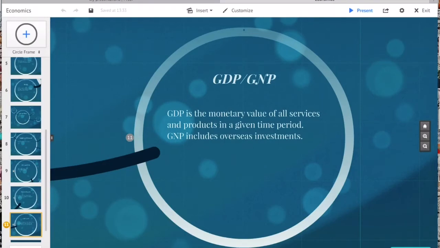GNP measures the production levels of any American or American-owned entity regardless of where in the world the production is taking place. In the U.S., the GNP is much greater than the GDP because of the mass amounts of production that happens outside of the country. A country like China has the exact opposite situation.